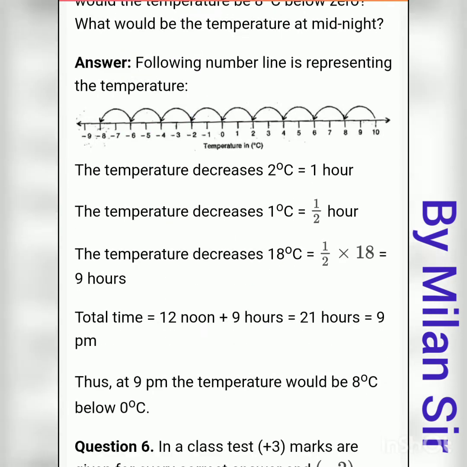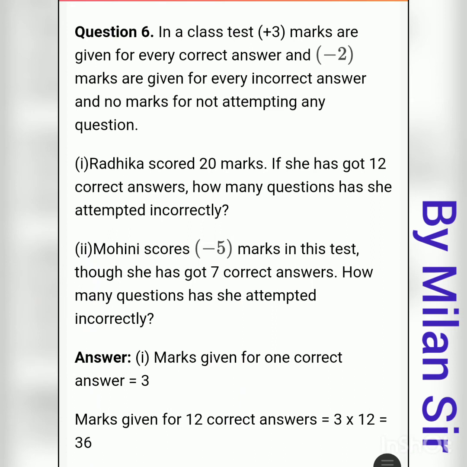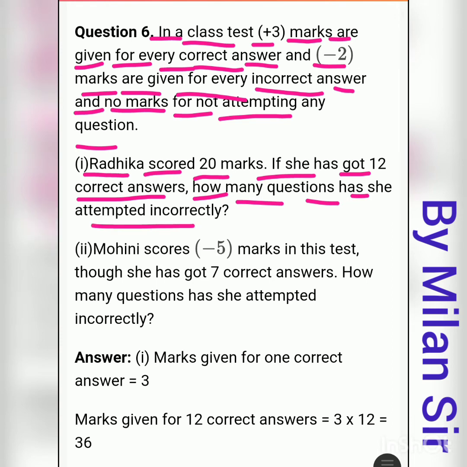After that, question number 6. First of all, read this question. In a class test, plus 3 marks are given for every correct answer, and minus 2 marks are given for every incorrect answer, and no marks for not attempting any question. Now, the first question is: Radhika scored 20 marks. If she got 12 correct answers, how many questions has she attempted incorrectly?